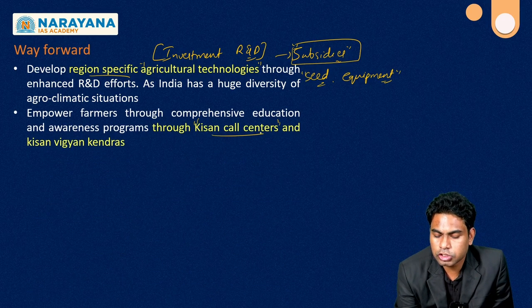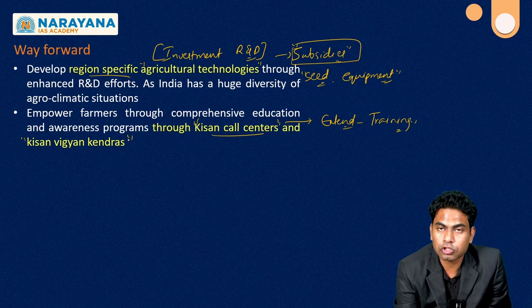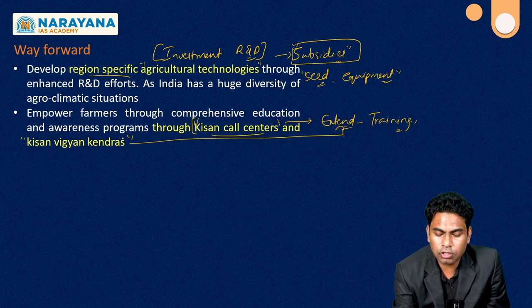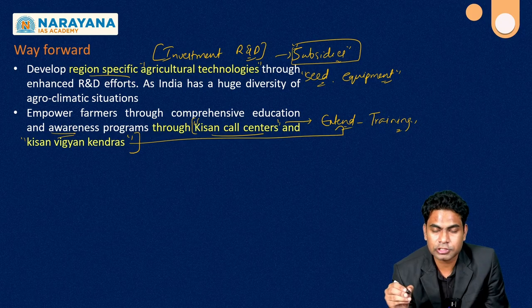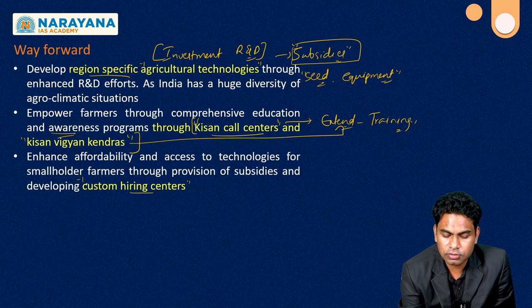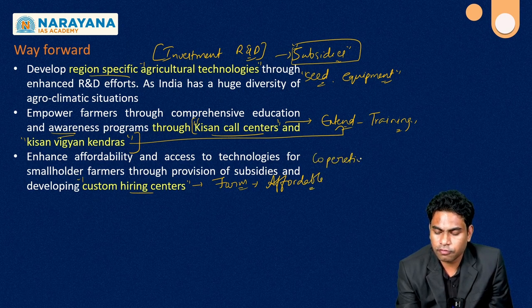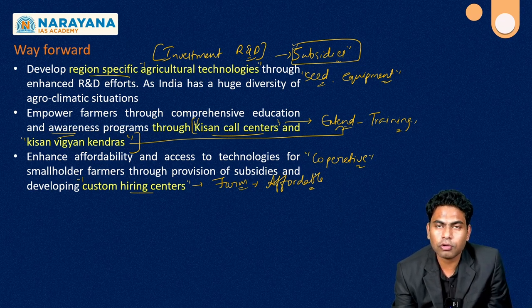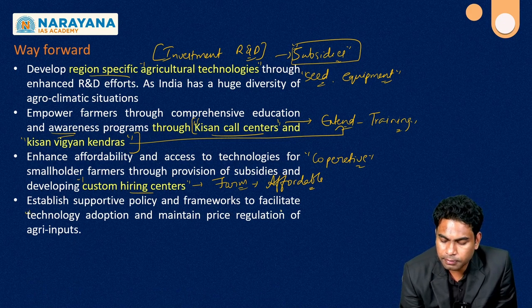Then we have to establish Kisan call centers to extend training facilities to the farmers. The Kisan Vigyan Kendras also play this role. So Kisan call centers and Kisan Vigyan Kendras could be used to generate awareness among the farmers about the latest technologies and the ways to use them. These are already in place, but we need to increase the number of these channels. Next, we have to have custom hiring centers to see that farm equipment or technology is affordable. We could also look into cooperative practices, where farmers in unison, forming a cooperative, could afford technologies. Next, we have to have a supportive policy and framework to facilitate technology adoption and maintain price regulation.